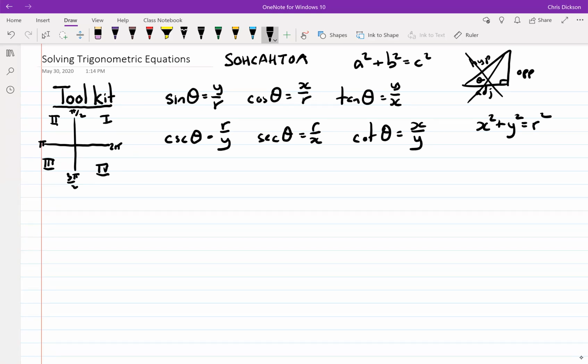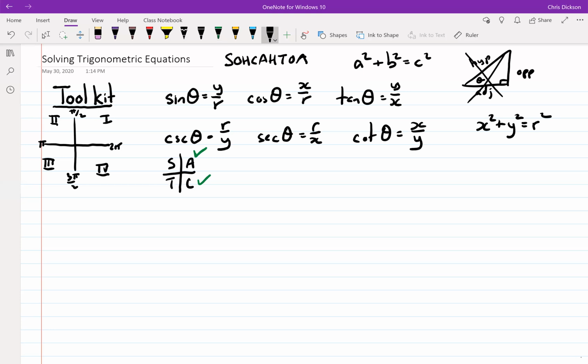And then, of course, we have our ASTC rule, and that's the rule that lets you know where the trig functions are positive and also where they're negative. So, for example, something like sine, we know that sine is positive in quadrant 1 and quadrant 2, but it'd be negative in quadrants 3 and 4. And if you had secant, well, that's just cos flipped. So we know that secant should be positive in 1 and 4, but negative in quadrants 2 and 3. Anyway, there's a lot of different things I could go over here.